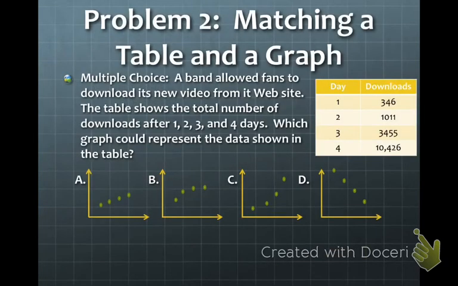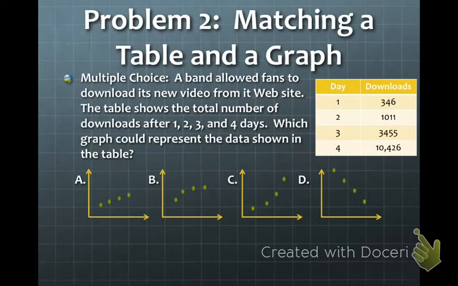Okay, for this one we're going to be matching a table and a graph. So we have a band that allowed fans to download its new video from a website. The table shows the number of downloads after 1 day, 2 days, 3 days, and 4 days. So which graph represents the data in the table best?